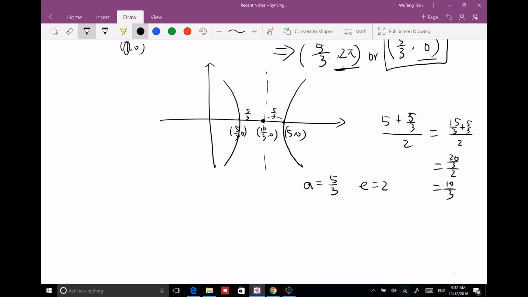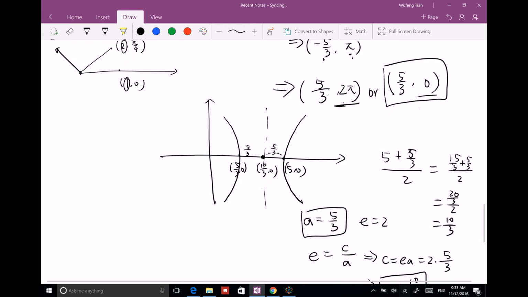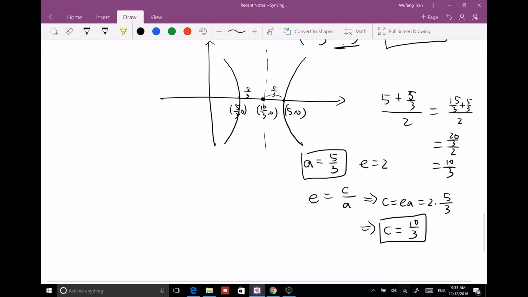E equals 2, and E equals C over A. You can get C: C equals E times A, which is 2 times 5 over 3, which is 10 over 3. You got A and C, so you got C equals 10 over 3. You got A, you got C, you can get B. You basically got everything: center, C, A, right?